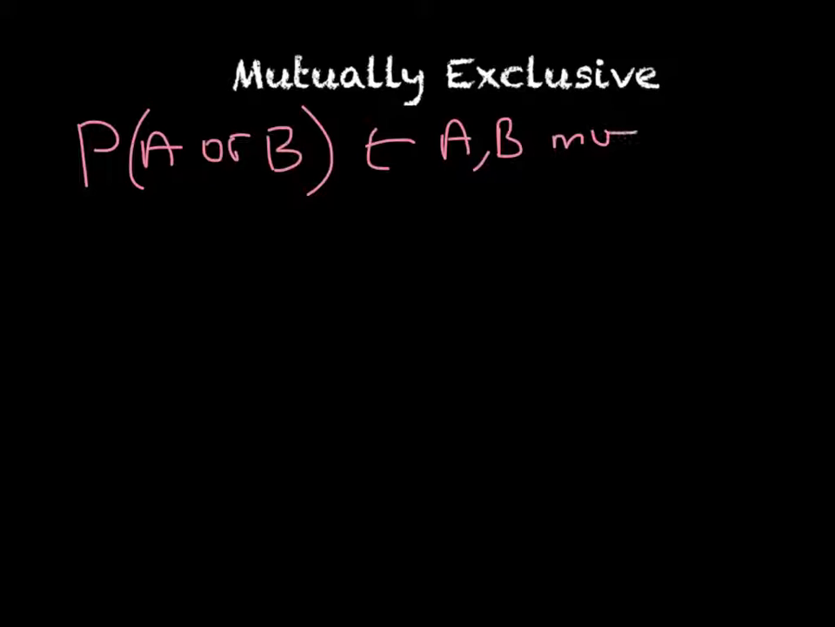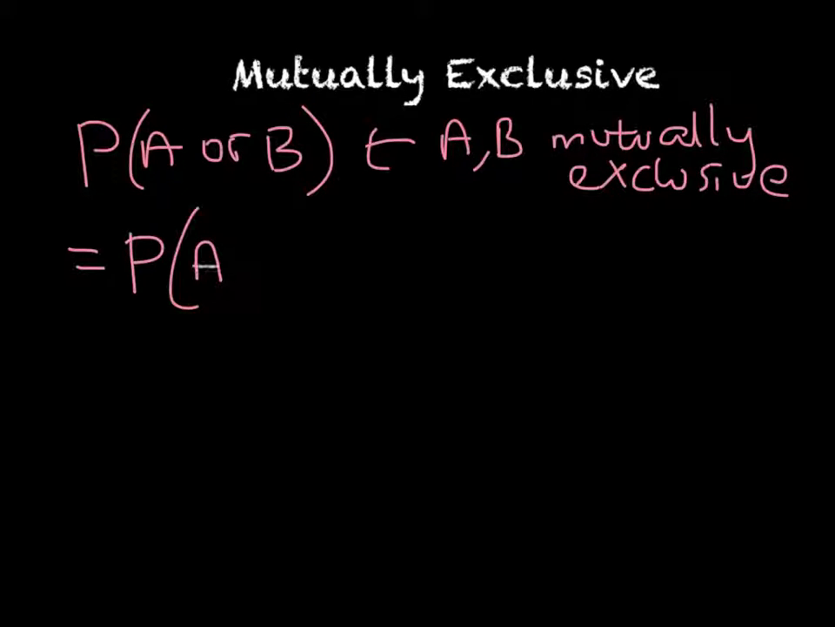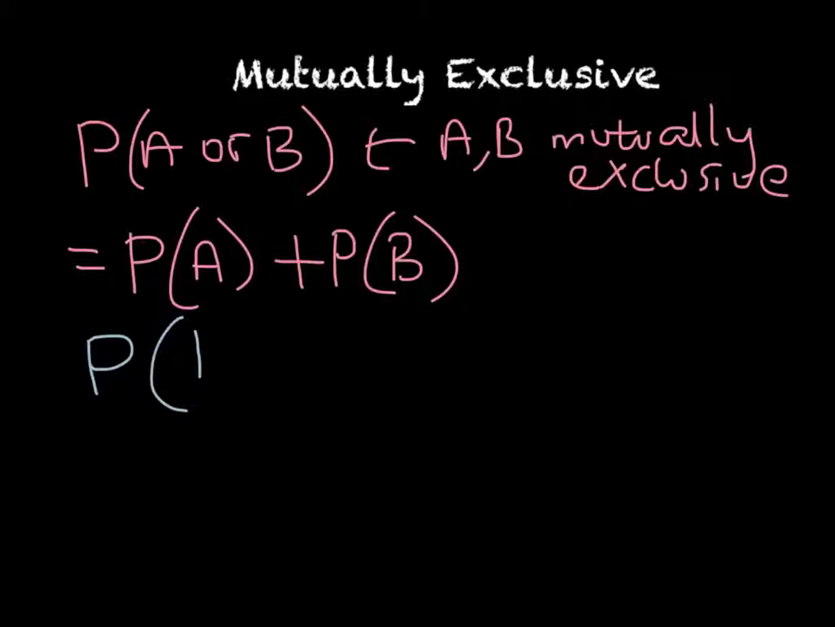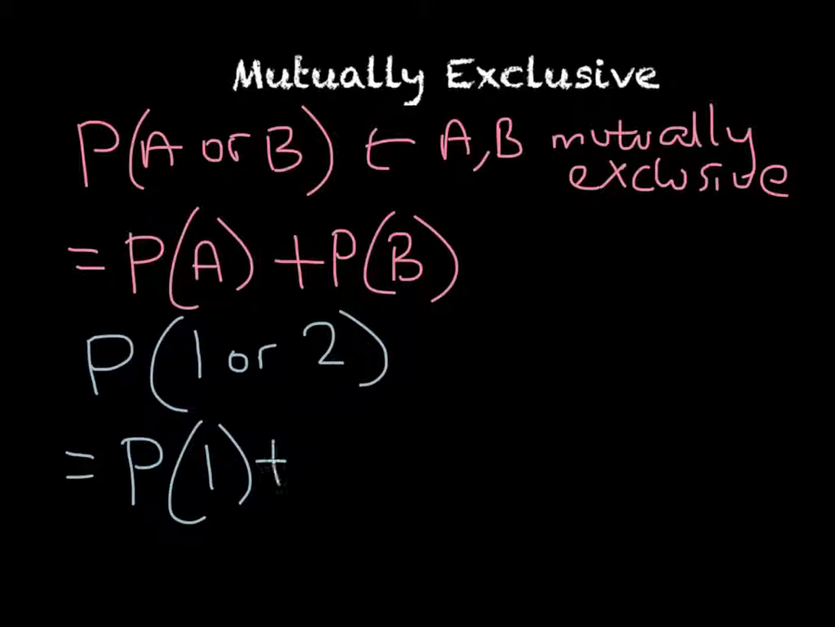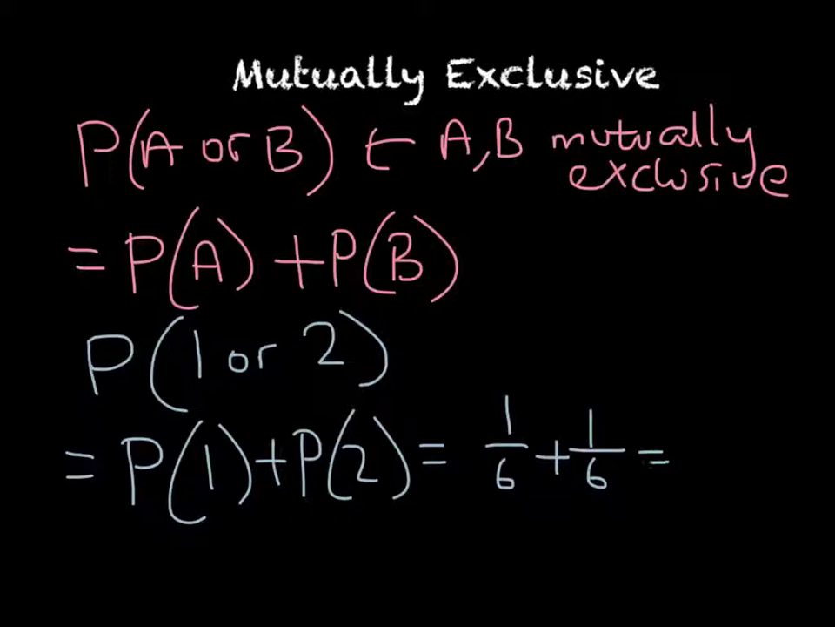In the case where two events are mutually exclusive, if we want to find the probability of A or B, so A and B are mutually exclusive, then all you have to do is add up their separate probabilities. So the probability of A plus the probability of B. For example, if you're rolling a dice and you want to find the probability of rolling a 1 or a 2, then that just equals the probability of rolling a 1 plus the probability of rolling a 2, which would just be 1/6 plus 1/6, or 1/3.